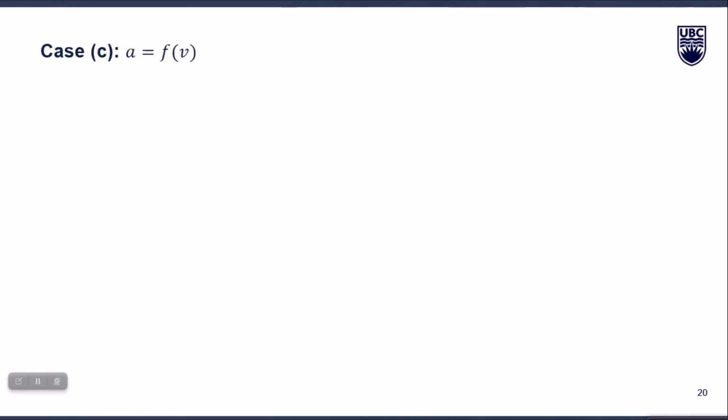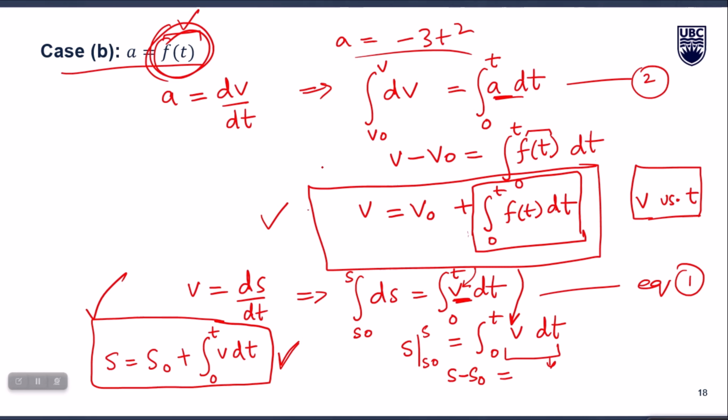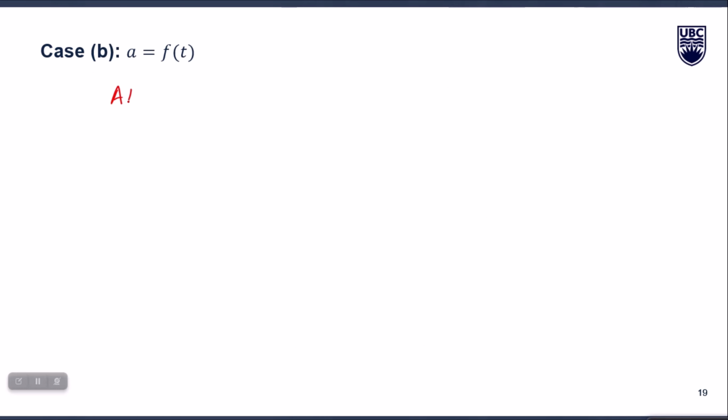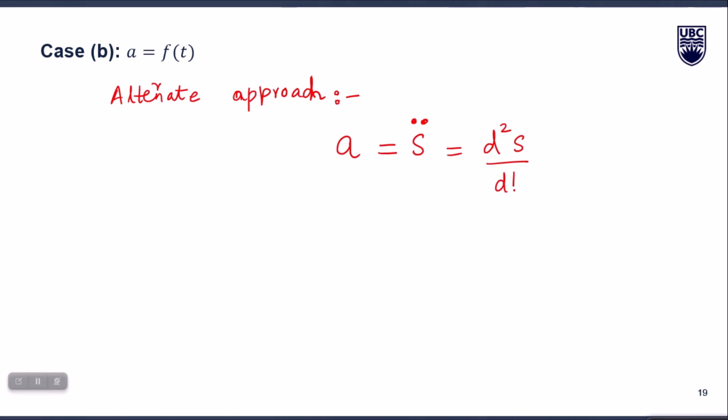One more thing before going to that is about case B, and that is, although we can approach the problems using this solution approach, there can be an alternate idea also, which we might not be going into detail in this course. So an alternate approach can be that, for example, you have A as the second derivative of S, so S double dot, that can also be written as d2s by dt2, right? Now A is expressed as a function of time, right, in this case.